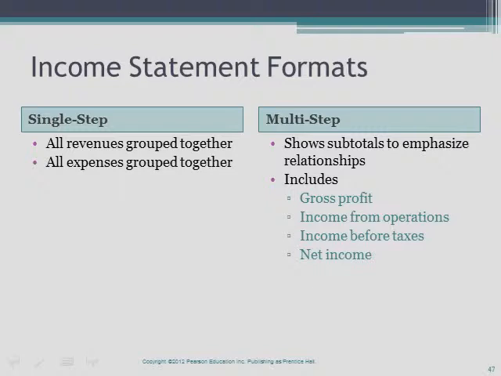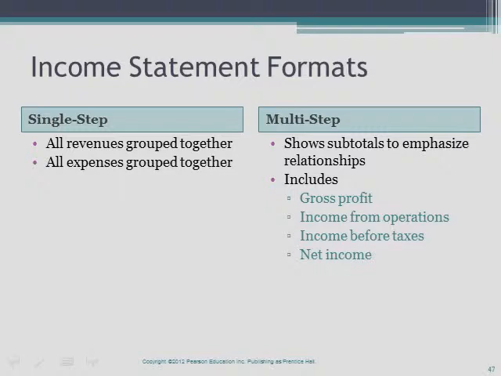Now we talk income statement formats. A single-step income statement lists all the revenues together under a heading such as revenue or revenues and gains. The expenses are listed together in a single category titled expenses or expenses and losses. There's only one step, the subtraction of expenses and losses from the sum of revenues and gains in arriving at net income. A multi-step income statement reports a number of subtotals to highlight important relationships between revenues and expenses. These include gross profit, income from operations, income before tax, and net income.